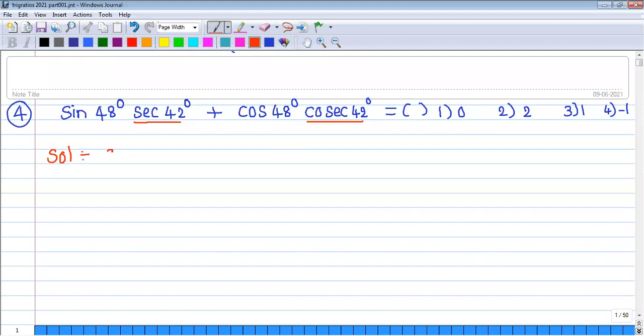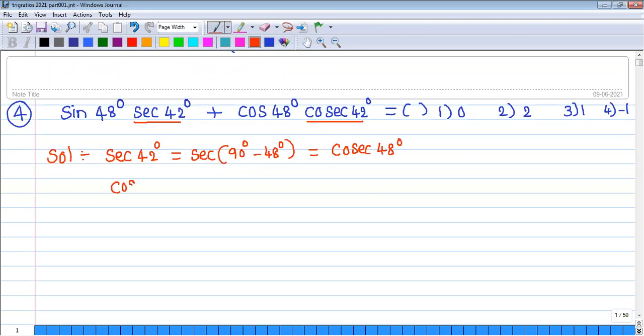Now this sec 42, I will write like this: sec of 90 degrees minus 48. What is the value of 90 degrees minus 48? You check. 90 minus 48 is 42 only. Sec of 90 minus A is cosec A. That means you get cosec 48 degrees.